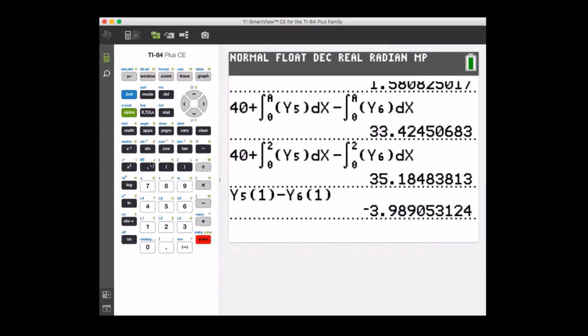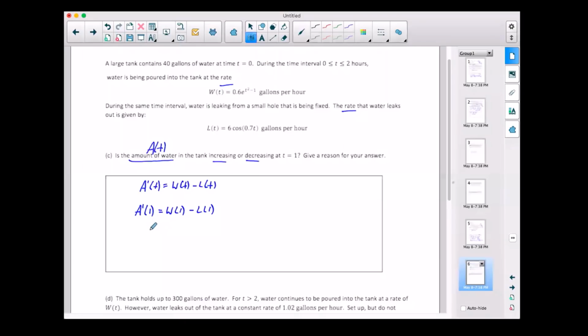3.989. And so just like with the last example that we saw, we have a negative rate. So A prime of 1 is negative 3.9890534, or 314, I believe. And since A prime of 1 is negative, we know that the amount is decreasing.